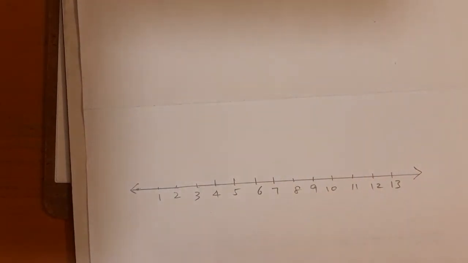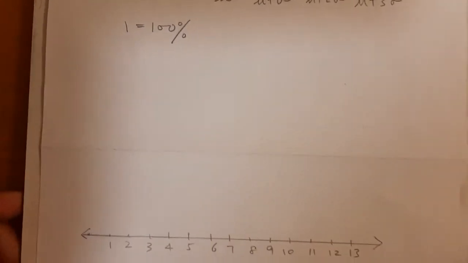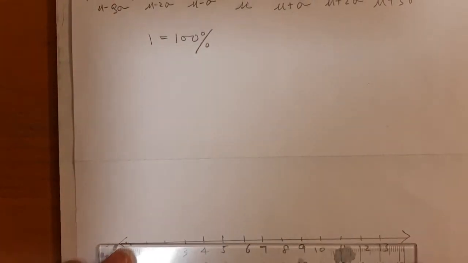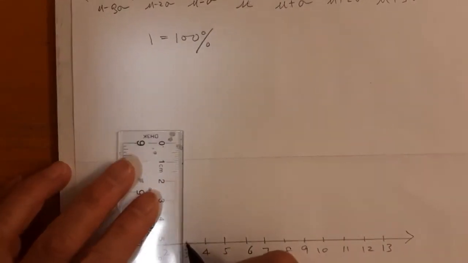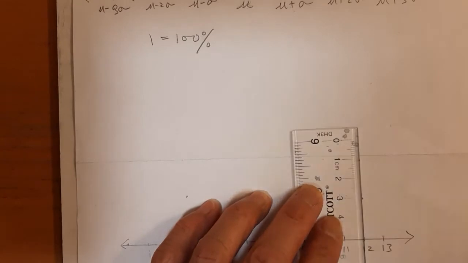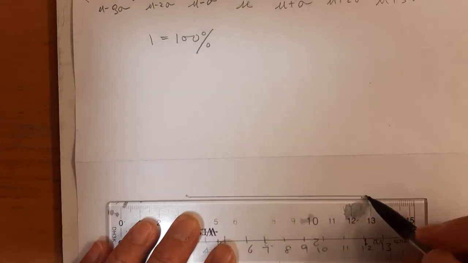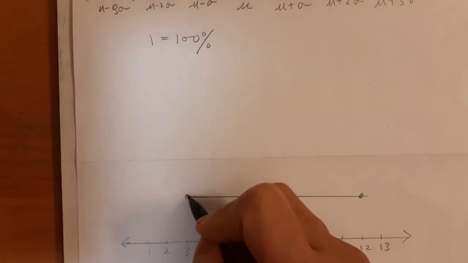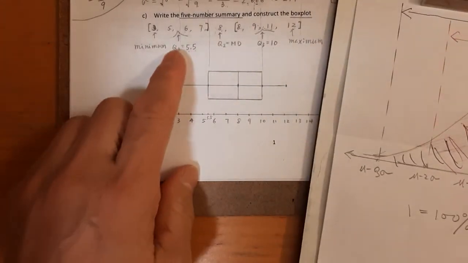Then the minimum and maximum. The minimum is 3 and the maximum is 12. Above the 3, you put a dot, and above the 12, you put a dot. Connect. This is the range from 3 to 12. Then the first quartile is 5.5.